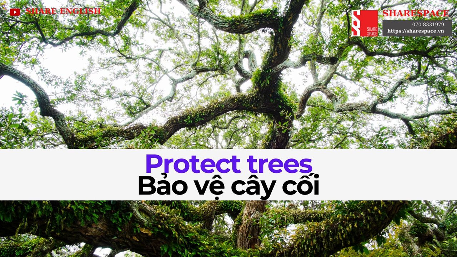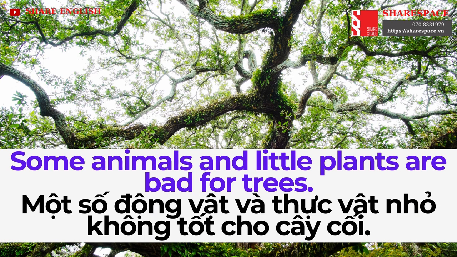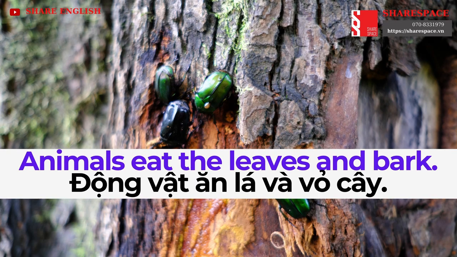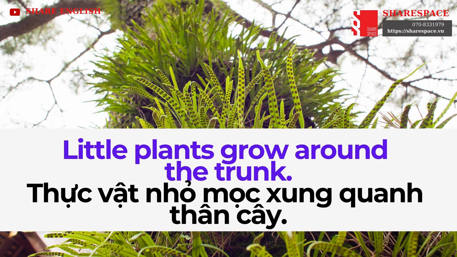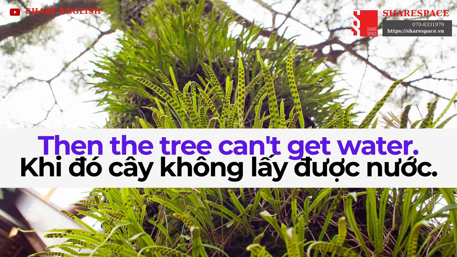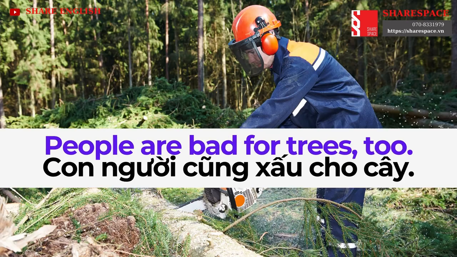Protect trees. Some animals and little plants are bad for trees. Animals eat the leaves and bark. Little plants grow around the trunk. Then the tree can't get water. People are bad for trees, too.